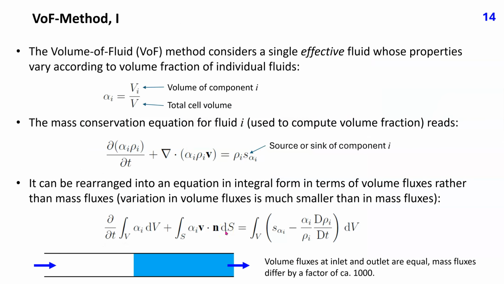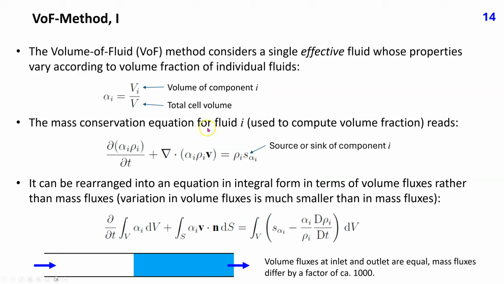We now turn to the volume of fluid method, which is the most widely used interface capturing approach. The volume of fluid or VOF method considers a single effective fluid whose properties vary according to volume fraction of individual fluids alpha I, which is defined as the ratio of volume of fluid component I to the total cell volume. The mass conservation equation for fluid I, which is used to compute the volume fraction, is given by this expression.